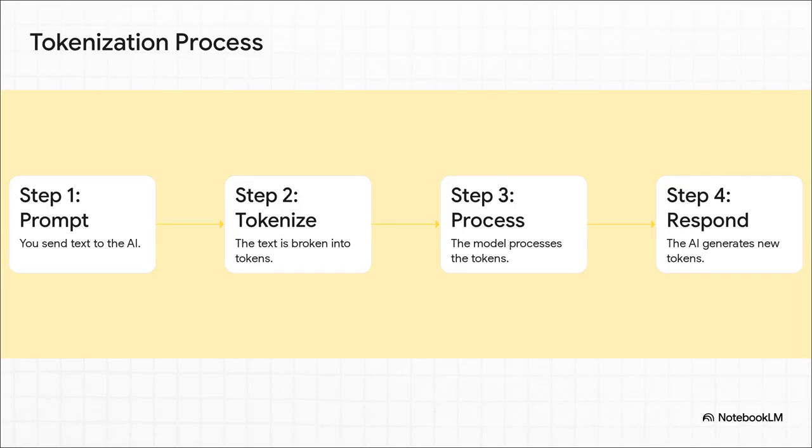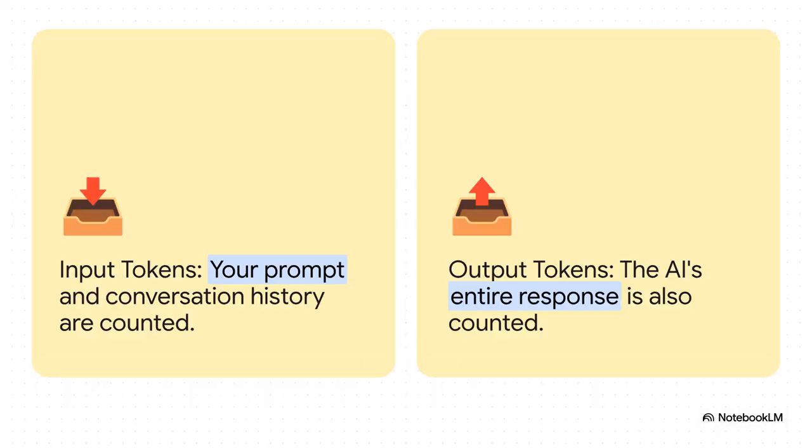Second, that prompt gets broken down into tokens. Third, the model processes all those tokens. And then fourth, it generates a brand new set of tokens as its response. See? Both sides of the conversation cost computational power. And this is the part you really need to remember. You get billed for everything.